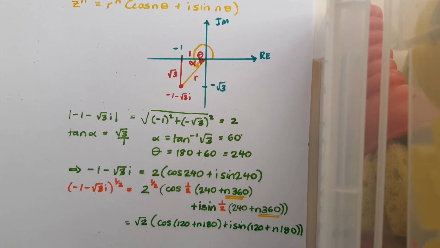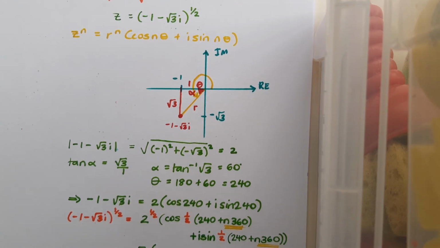So I'm going to have square root of 2 cos(120 + n180) + i sin(120 + n180) as well. So at this stage, I have to just apply those n's. Again, I'm always going to start at n equals 0, and I'm going to put in the same number of n values as the value that was mentioned as the power in the original question.